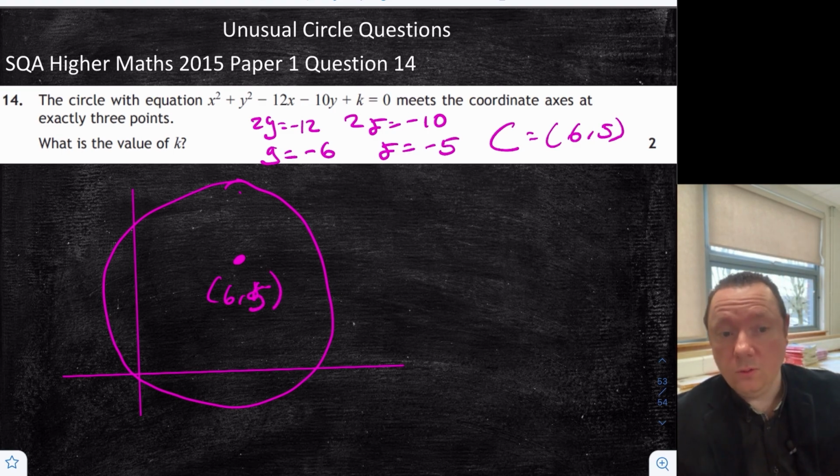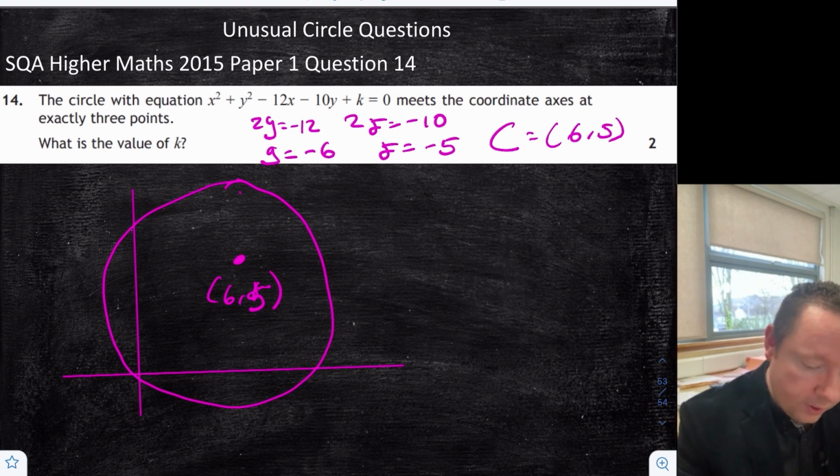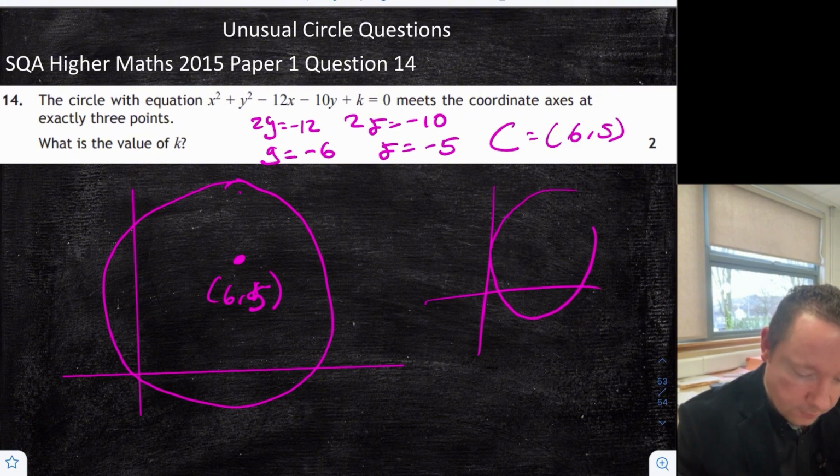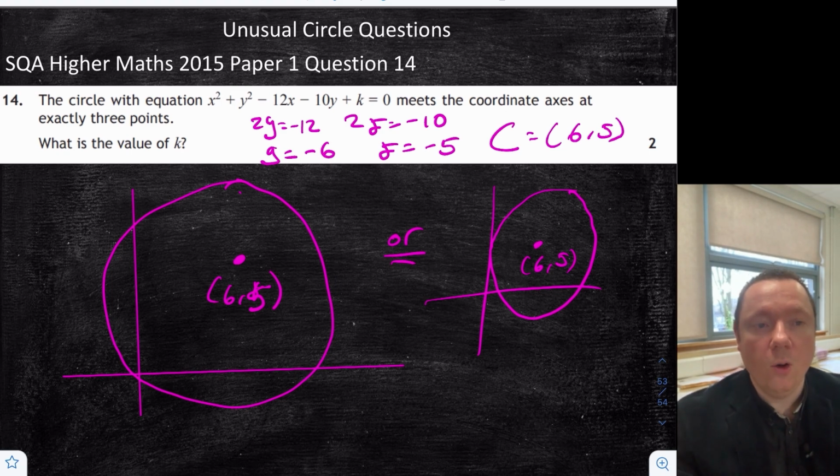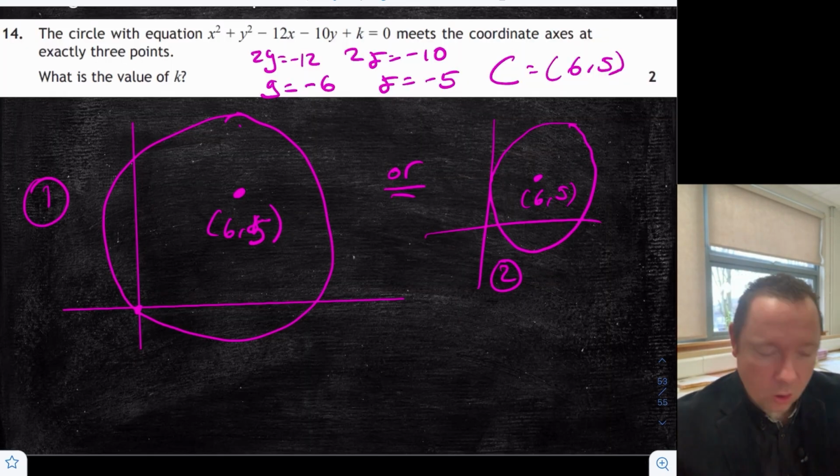But also, we could have the y-axis be a tangent. So we could alternatively have something like this is a tangent, but then it dips under. And this is a 0.65. So that's our 2 options for this question. So we'll just look at option 1 and option 2. Let's look at option 1.